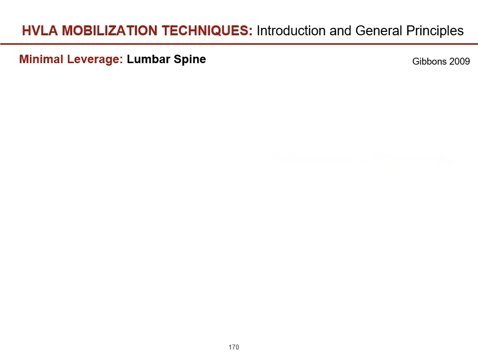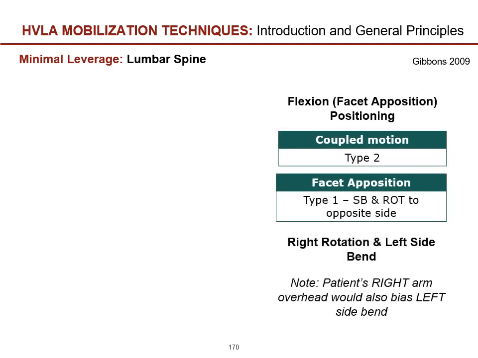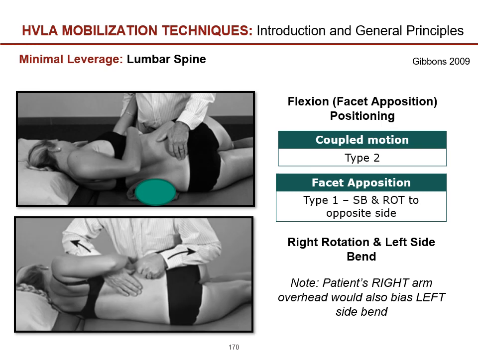Okay, so looking at an example of the lumbar spine with additional flexion. When the spine is in a flexed position, we can expect there to be natural type 2 coupled motion, where rotation and side bending would want to occur on the same side. And for our facet opposition, we want to introduce type 1 coupled motions. So we'll use right rotation as the same example, but instead of trying to introduce that right side bend, we're going to want to introduce left side bend.